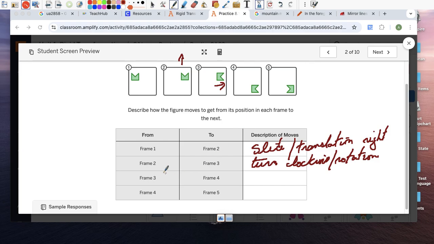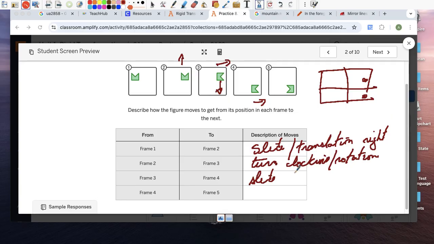From 3 to 4, let's see what happens. From 3 to 4, the mouth of Pac-Man here is still aiming that way, and in 4 it is still aiming that way. So he went from here to here. All right, so he just simply went down, so we can say slide down.